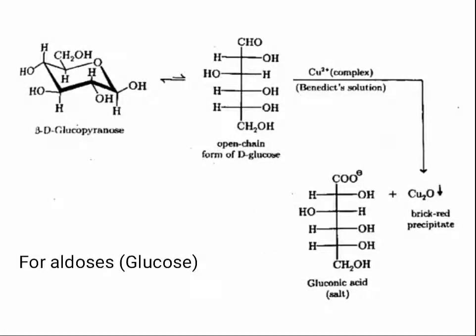So in case of aldoses, if you take beta-D-glucopyranose, the open chain form of this D-glucose will react with the Benedict solution, and this CHO group will be oxidized into a carboxylic acid group. As the medium is basic, this will remain as a carboxylate ion, and you will get a gluconic acid salt.